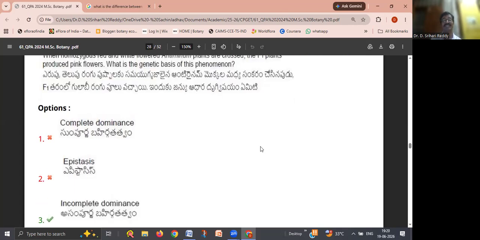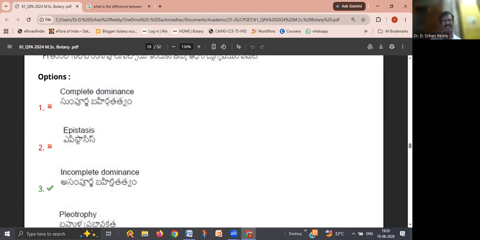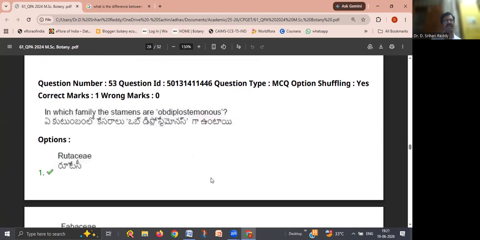But in case of incomplete dominance, instead of getting a 3:1 ratio, the phenotype is 1:2:1. So the genotypic ratio is also like that. So here, what we see is incomplete dominance. Next, in which family are the stamens obdiplostemonous?